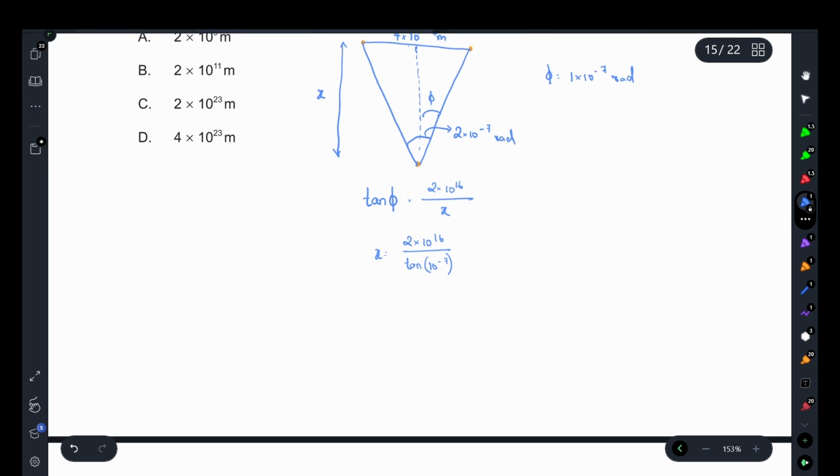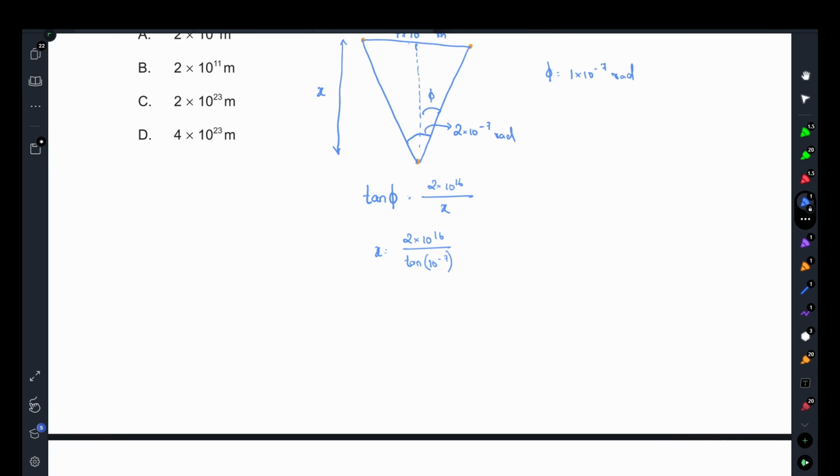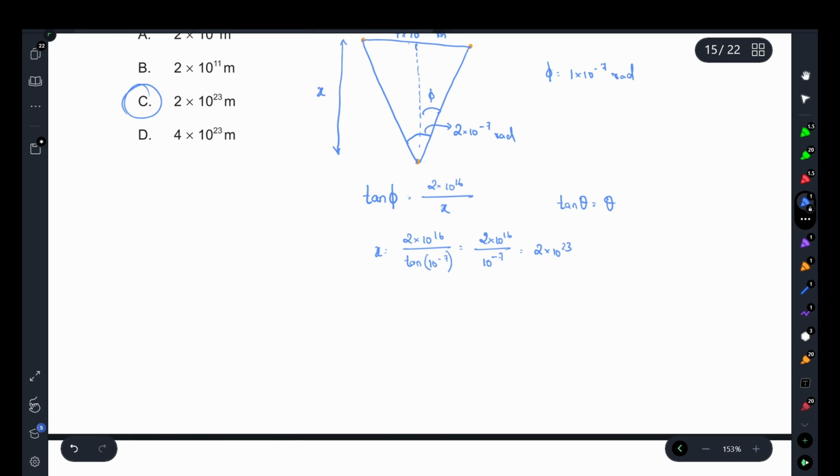Now, here's a very special case. We can use something called small angle approximation, where tan theta is equal to theta for such small angles, on the order of 10 power minus 7. And you can enter this into your calculator and actually find that it's very, very similar. But because you're in the exam hall, you can just write 2 into 10 power 16 divided by 10 power minus 7, which is equal to 2 into 10 power 23 meters. Question number 28, option C is the correct answer. 2 into 10 power 23 meters.